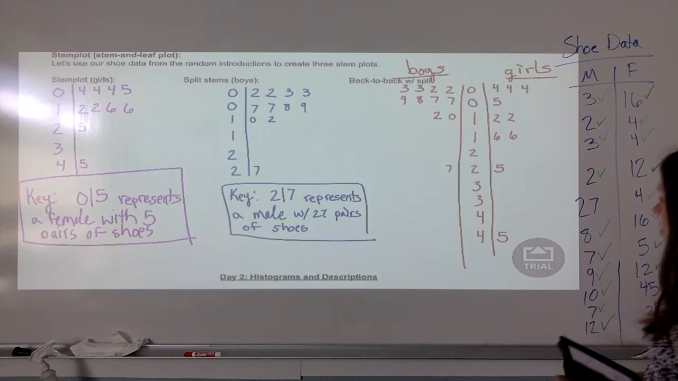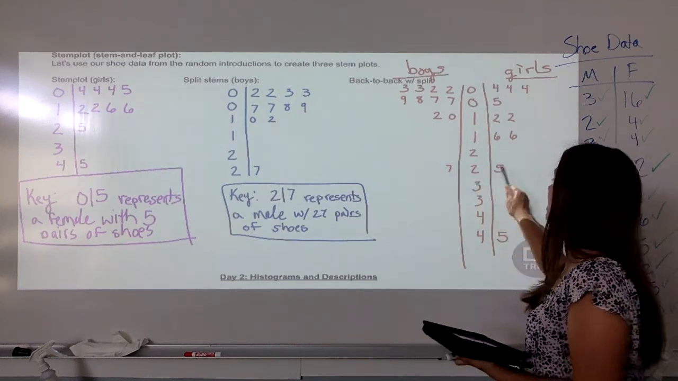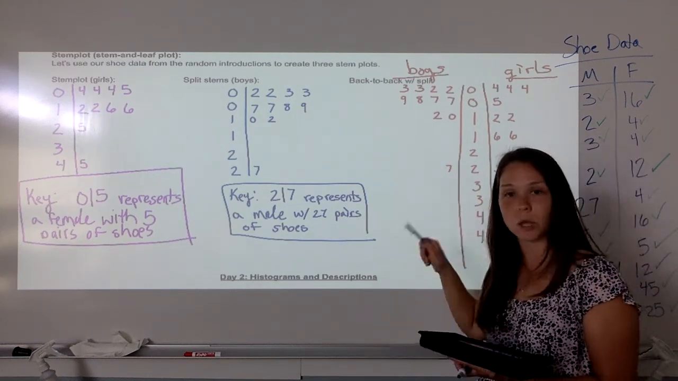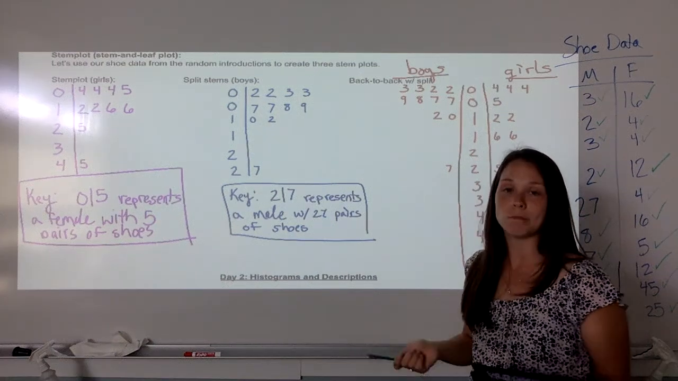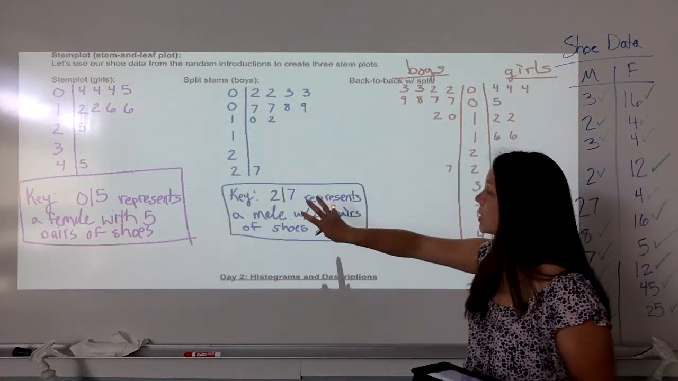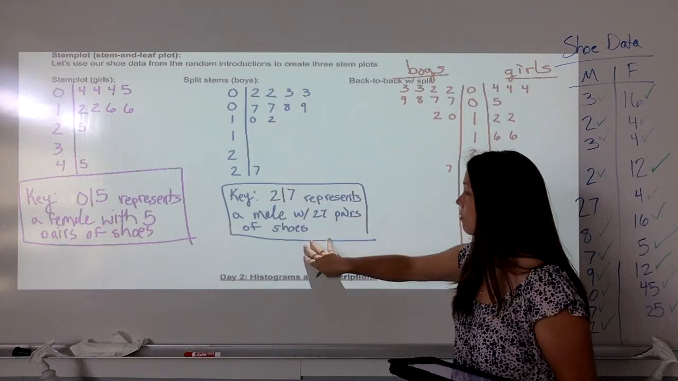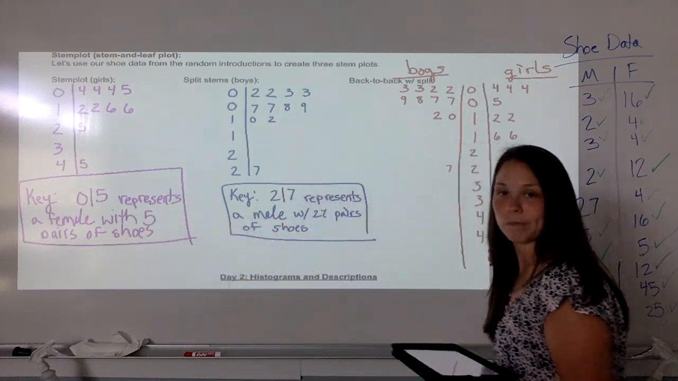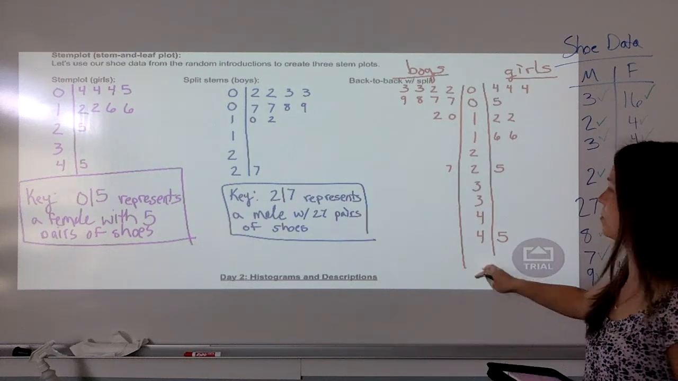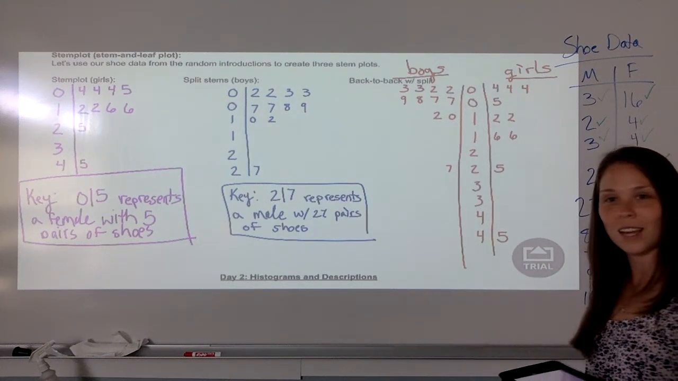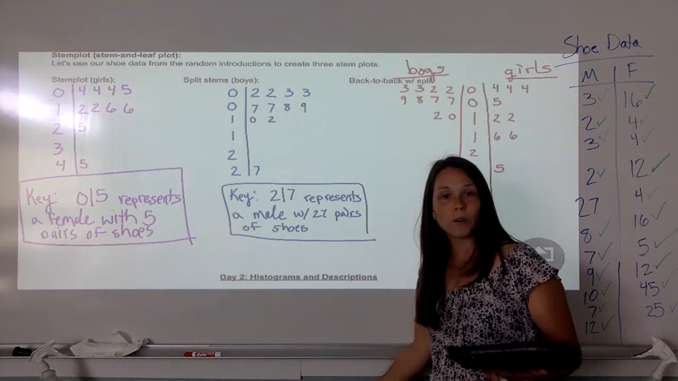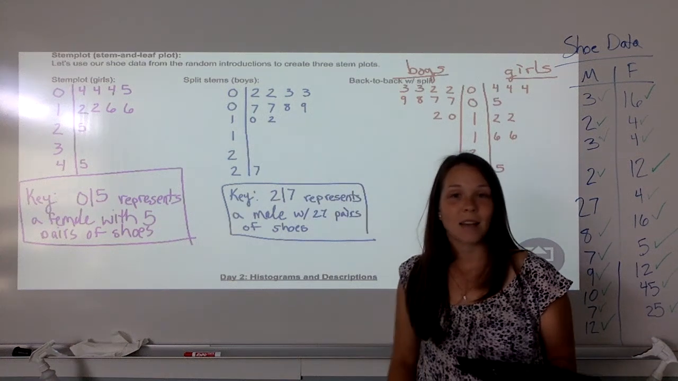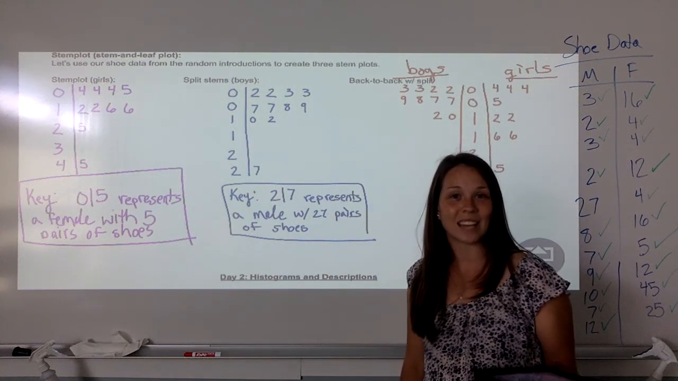When writing a key for this one, it would look the exact same. It doesn't matter which side of the stem you use to write the key. So you could even use the same key we used here. 2 bar 7 represents 27 pairs of shoes, or 0 bar 5. This key doesn't need to look special just because it's split. Okay. And that's kind of a brief overview of stem plots. Let me know if you have any questions, but that's the end of stem plots.